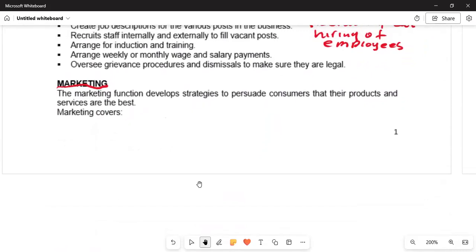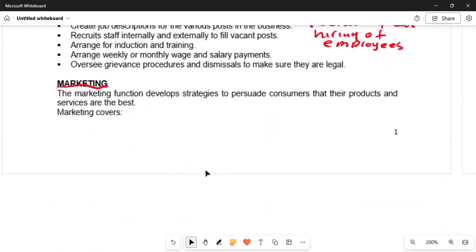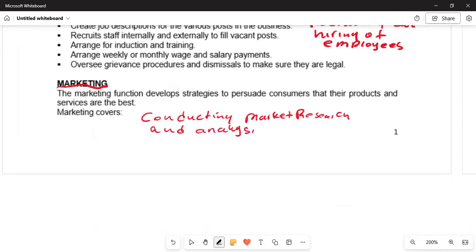Marketing function. With marketing function, what we have to understand by this function, which is a very important function, is that they are conducting market research and analysis. That is the role that they have to play as a department.